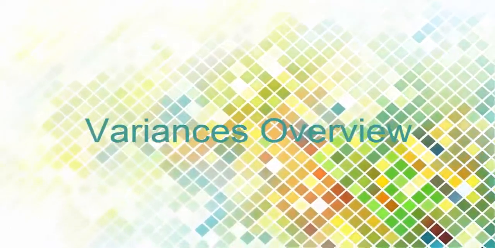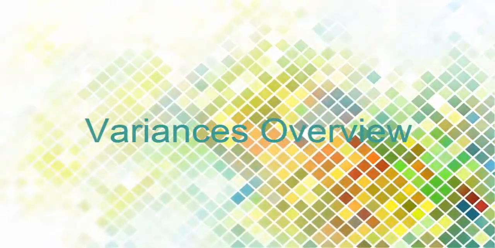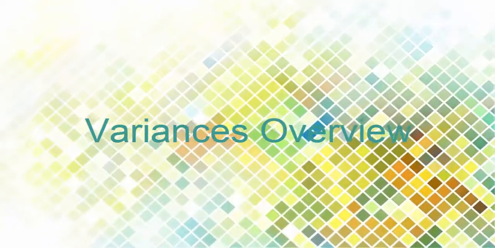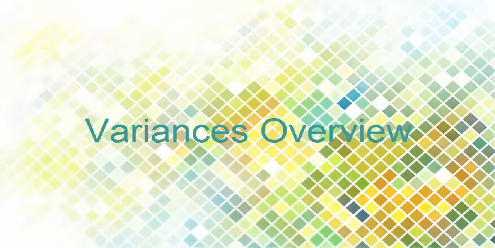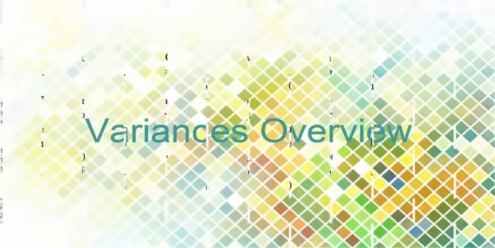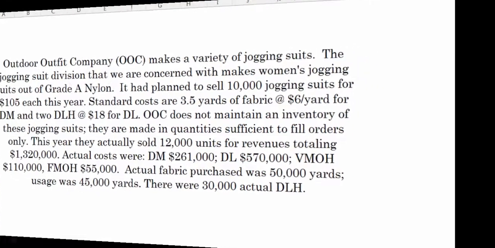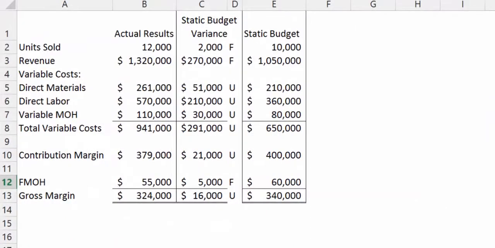In this video, I'd like to go back and review what we've done so far in Outdoor Outfit Company, put it together a little bit for you, and then move forward into explaining those flex budget variances in a bit more detail. So we have the same vignette we had before, and the first thing that we did was we looked at the static budget variances by comparing our actual results to the static budget, and then taking the difference between those two columns, and that gives us the static budget variance.